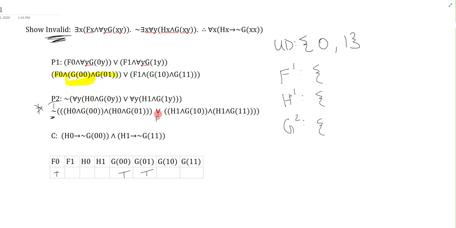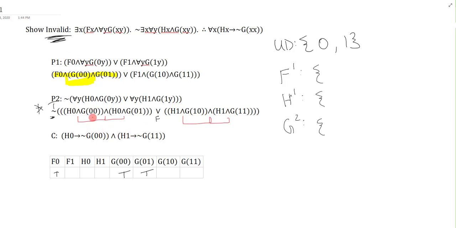Notice that for the disjunction to be false, both sides need to be false. I just have to pick what to make false. But if you look at all of this, it's interesting because they're all conjunctions. So to make this false, I just need to ensure that at least one of them is false.